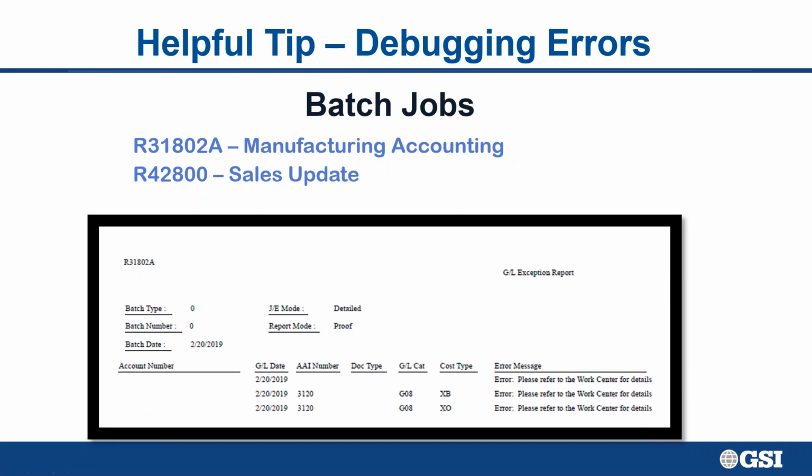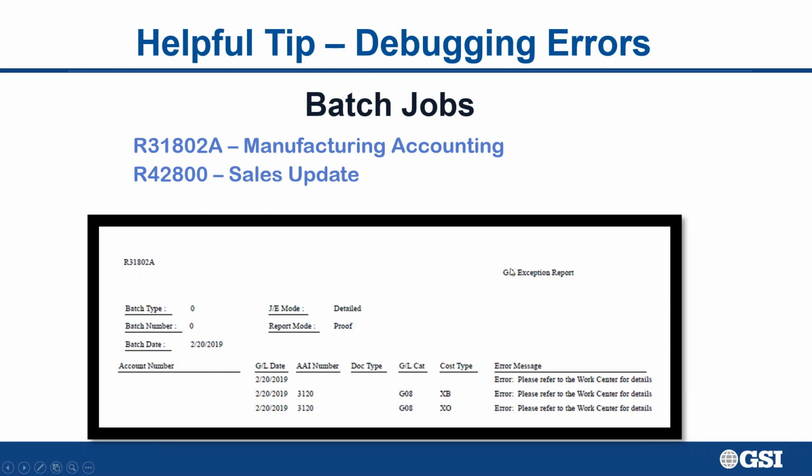because there's no screen, there's no red light that flashes in front of you to say there's an error. But what there is, is an exception report that comes out on these different jobs. You can see an example of it here. Here's the one for the 31802A, and it's telling us here's the AAI number. We have a problem with GL category G08 in these particular cost types. And look what it says for the error: please refer to your work center for details.